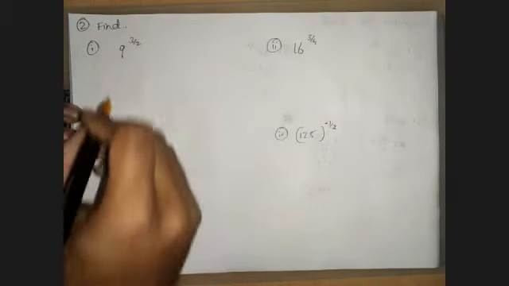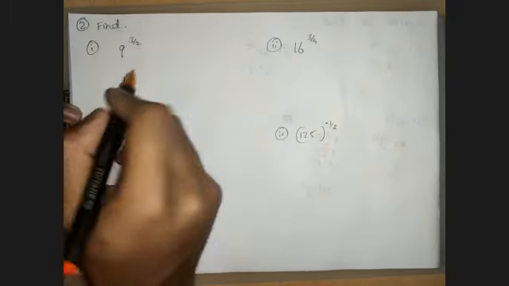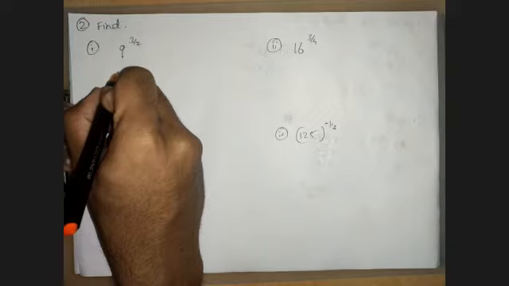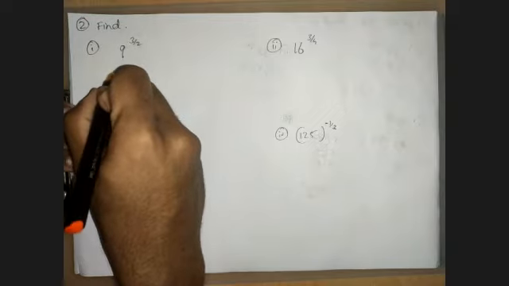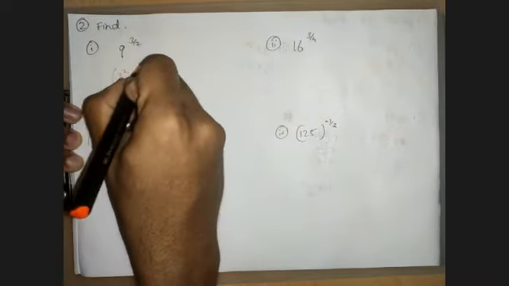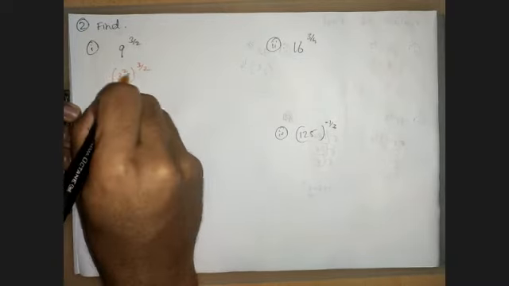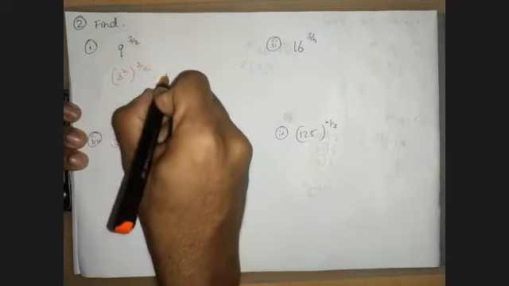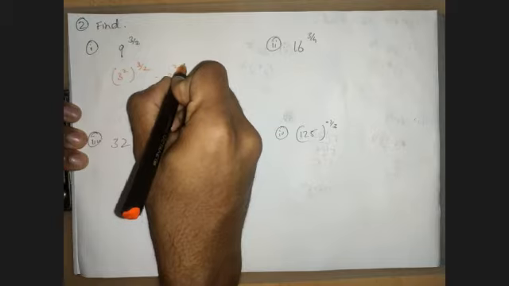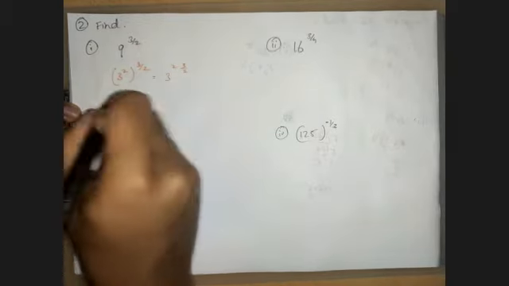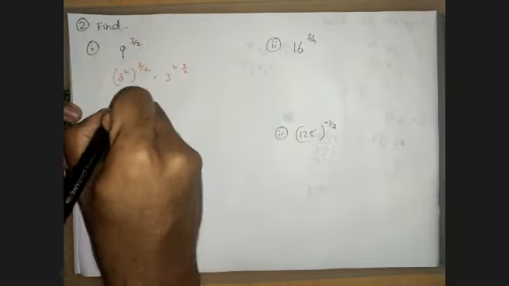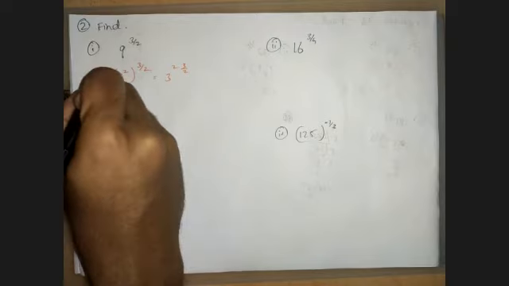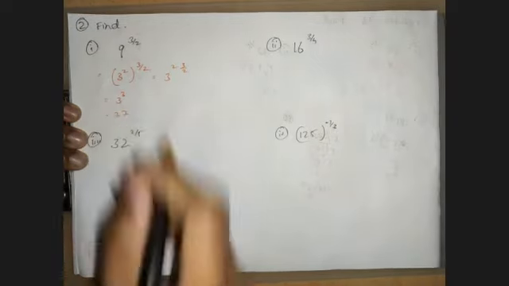Now let us look at the next problem, 9 power 3 by 2. I know that 9 is 3 square. 3 square power 3 by 2. So this is nothing but 3 square into 3 by 2. 2 gets cancelled. It is 3 cube, that is equal to 27.